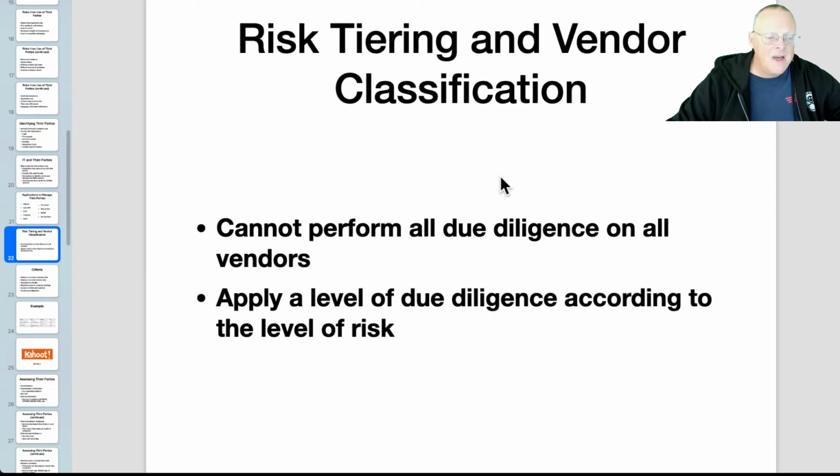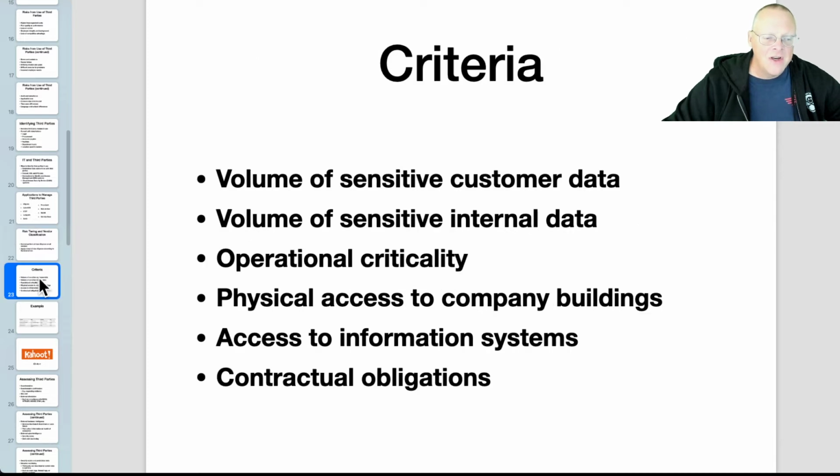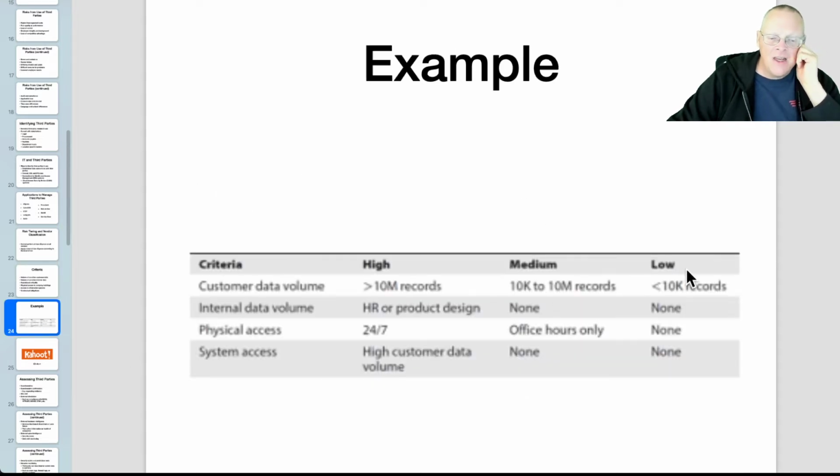All right. So now here's a problem. You can't perform strict due diligence on all vendors. It wouldn't be efficient. So what you have to do, just like everything else we've talked about, is decide the level of risk. So consider how much sensitive customer data they have, how critical they are to your operations, what kind of access they might have to your buildings and such, and then you rate them high, medium, low risk.